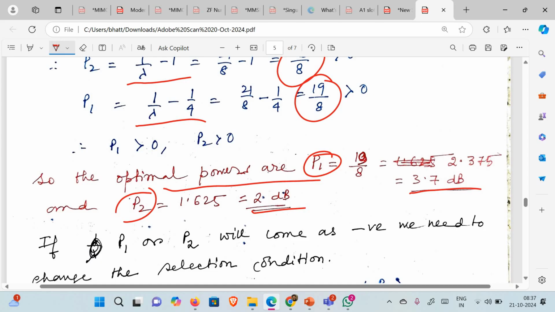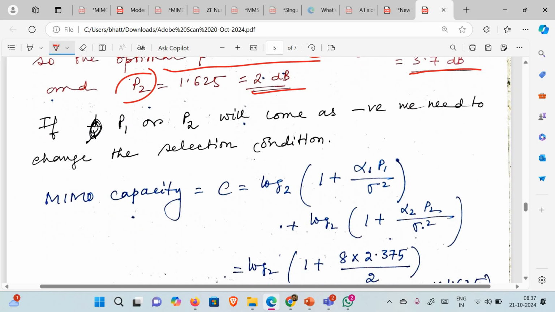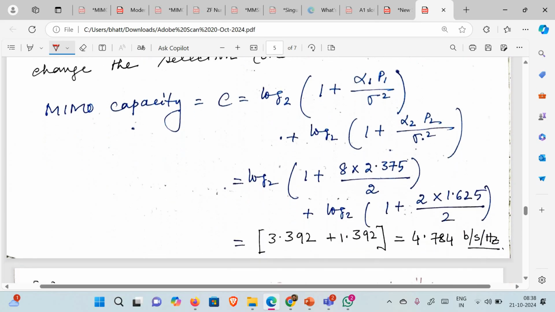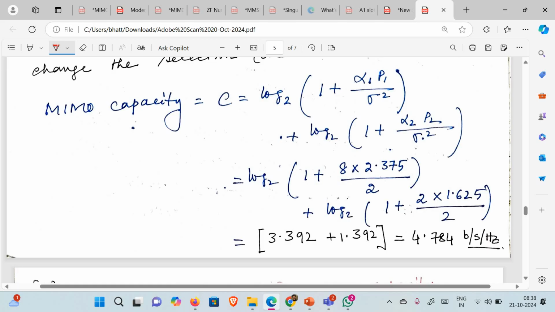Now, if I know P1 and P2, we can find out, you can see here, it's mentioned here. If P1 and P2 come out as negatives, then we need to change the selection condition. We'll see that in the next question. That will also be there. So now we come to the MIMO capacity part. Again, the equation is the same. C equals log of 1 plus alpha i Pi by sigma square.